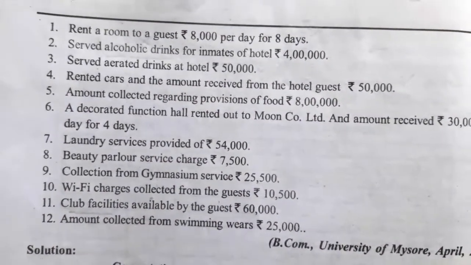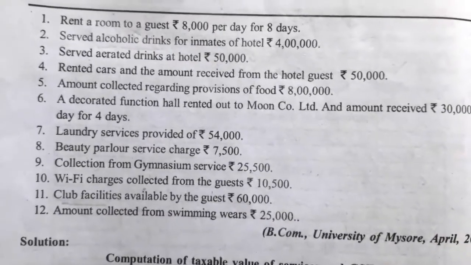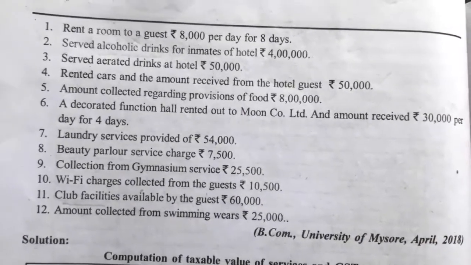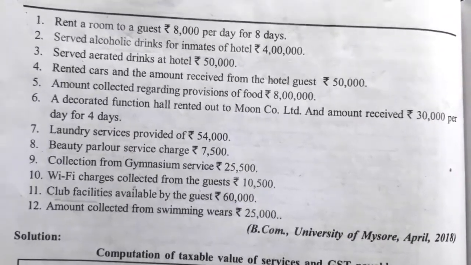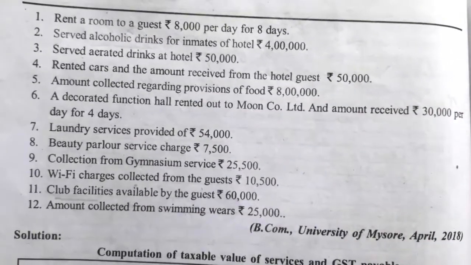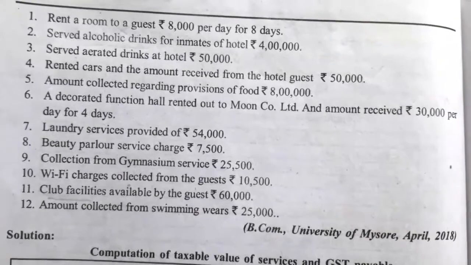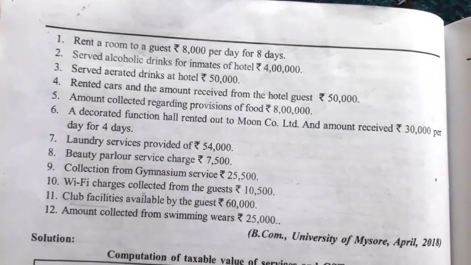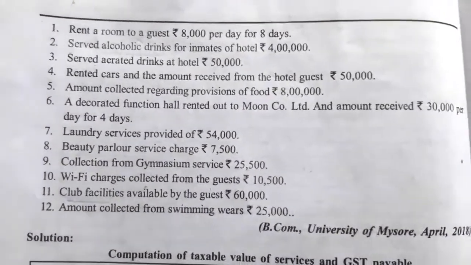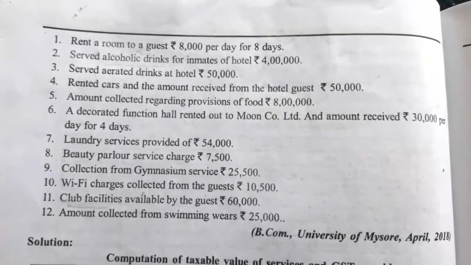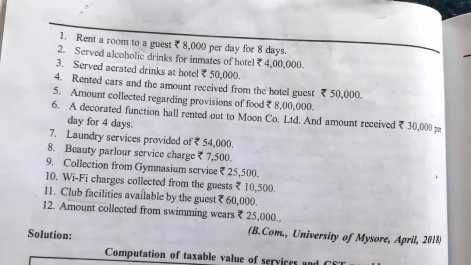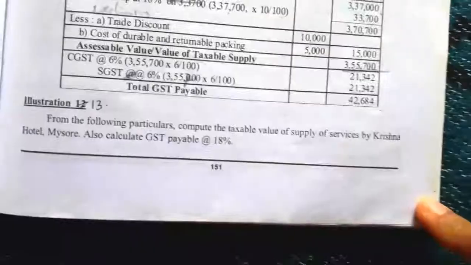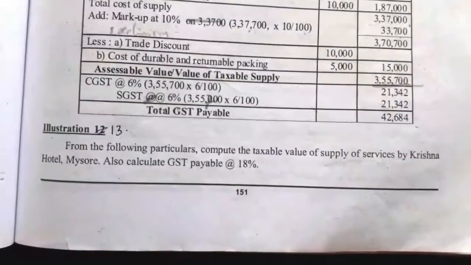Laundry services provided of rupees 54,000, beauty parlor service charge rupees 7,500, collection charges from gymnasium service rupees 25,500, Wi-Fi charges collected from the guest rupees 10,500, club facilities available by guest rupees 60,000, amount collected from swimming pool rupees 25,000. So with this information we have to compute the taxable value of services as well as the GST payable. So these are the services. So here we have to take the total taxable value of services and what is the GST payable by the Krishna Hotel, Mysore.